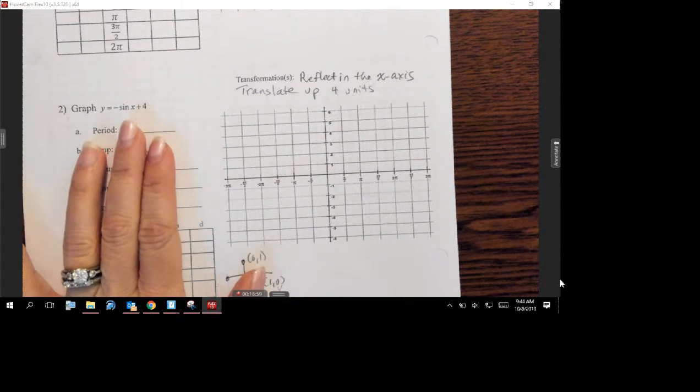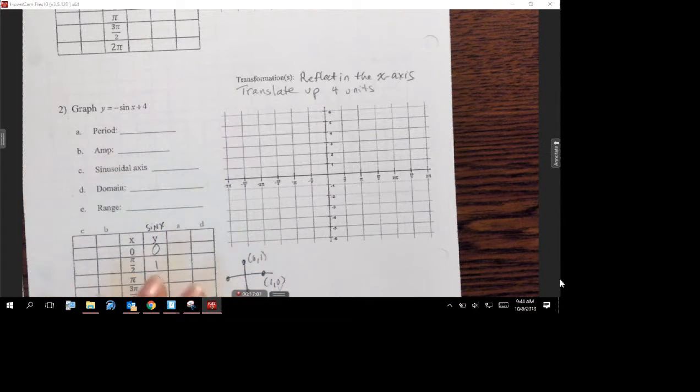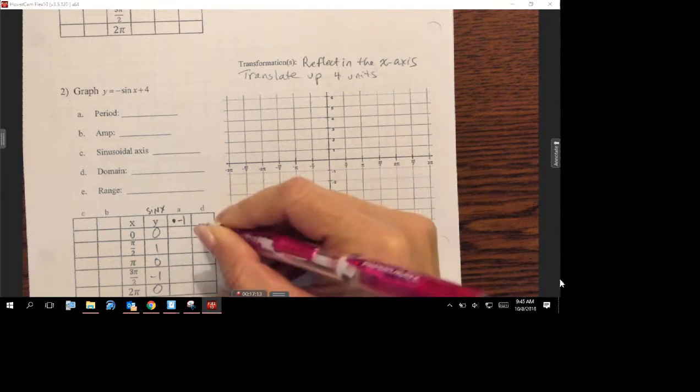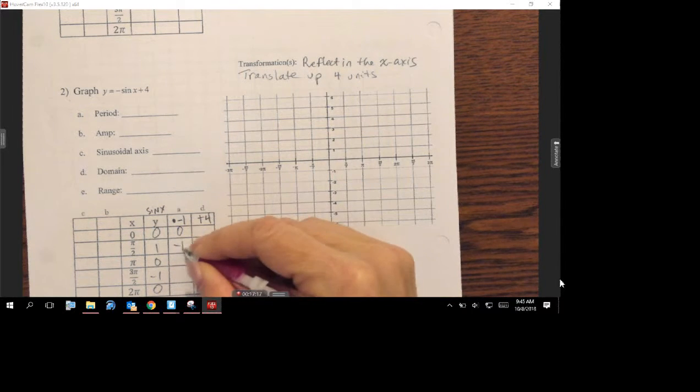So these are both vertical transformations, so we're going to put those both on the y side. Since they're both on the y side, do I do multiplication or addition first? Multiplication always comes before addition, so we're going to multiply by -1 first, then add 4. Yeah, that's what it is.